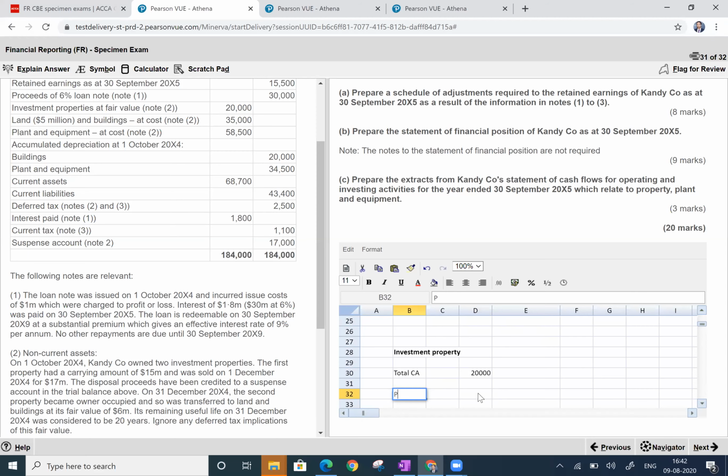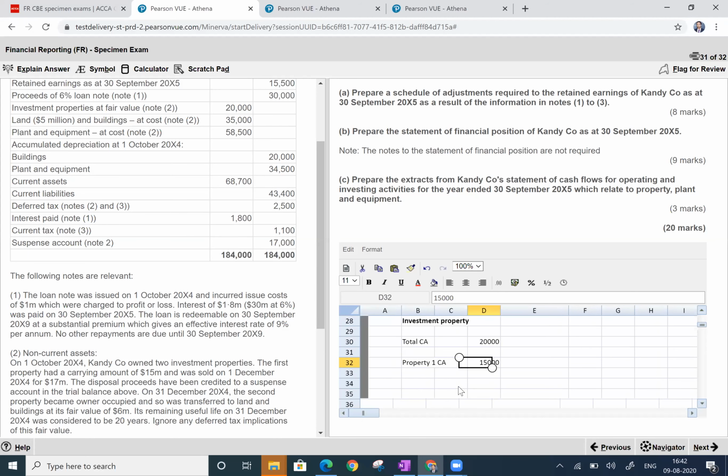Property number one, carrying amount. What is the carrying amount of property number one? It's already given. Carrying amount of property number one was 15 million. So what about 17,000? 17,000 is sales proceeds. First property had a carrying amount of 15 million.